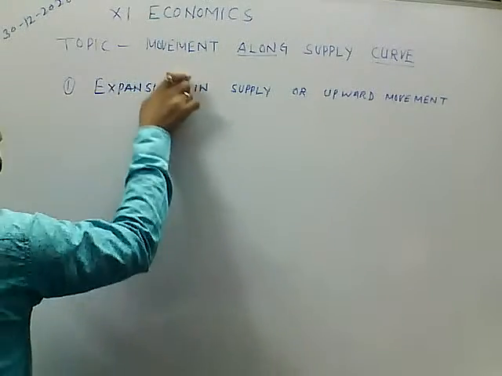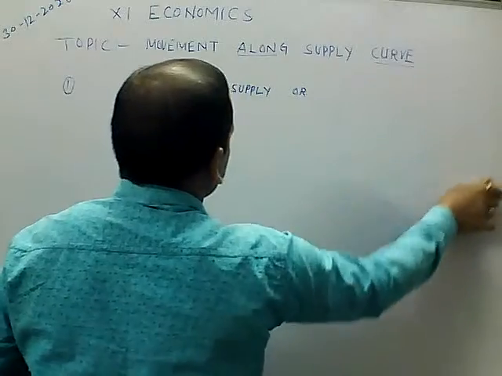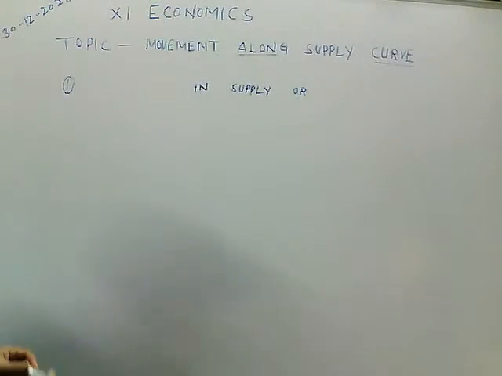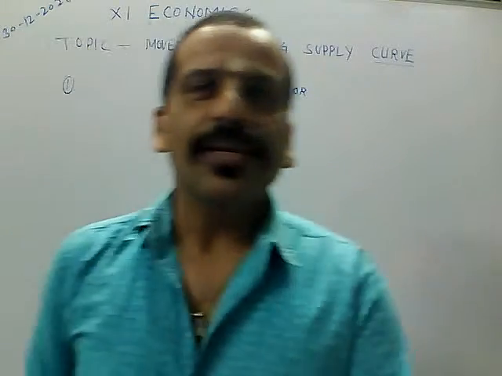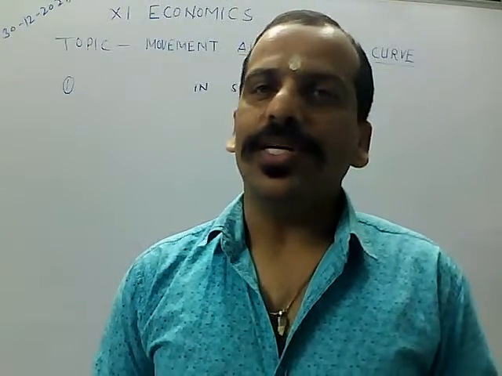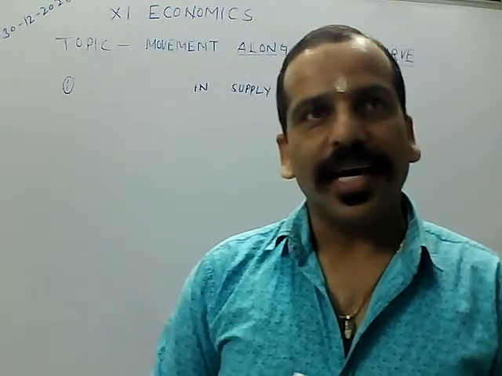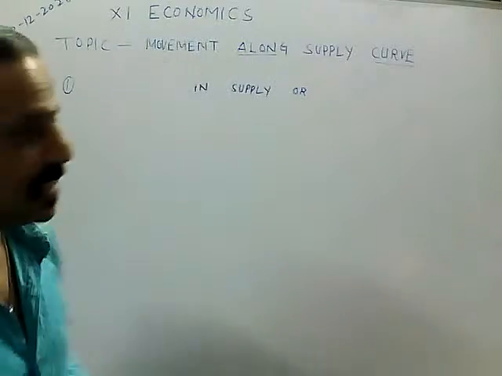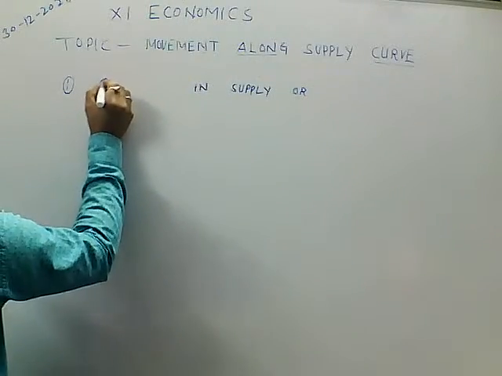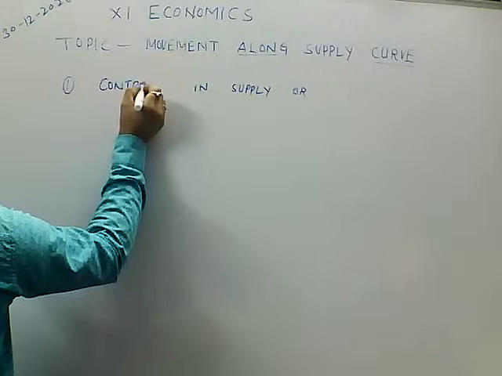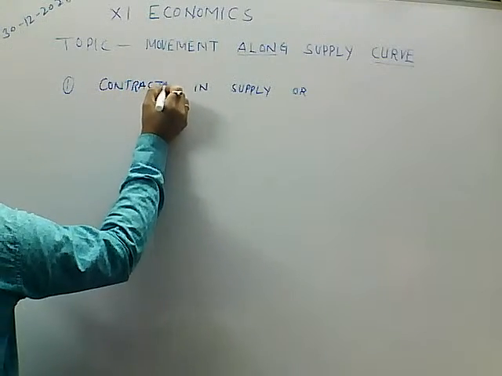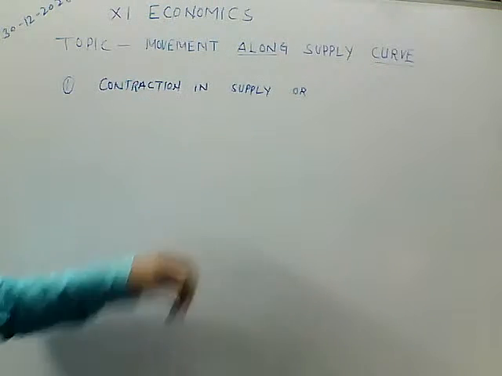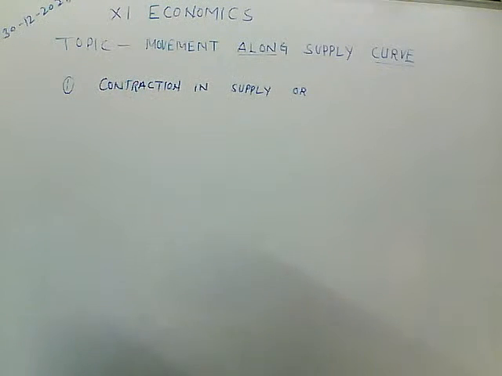Expansion in supply is over. Second point. Please let me know the second point. First is expansion in the supply, like expansion in the demand curve. Contraction, good. Very nice. Okay, contraction in supply, or this is also called downward movement.